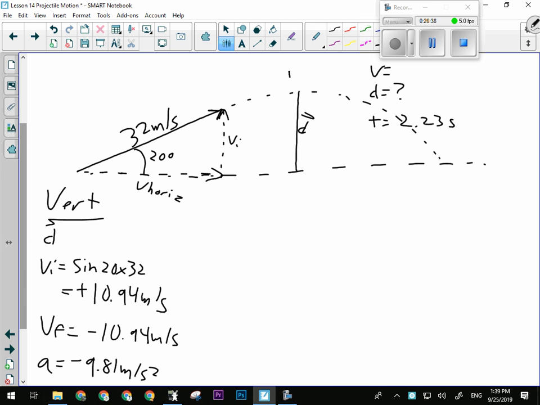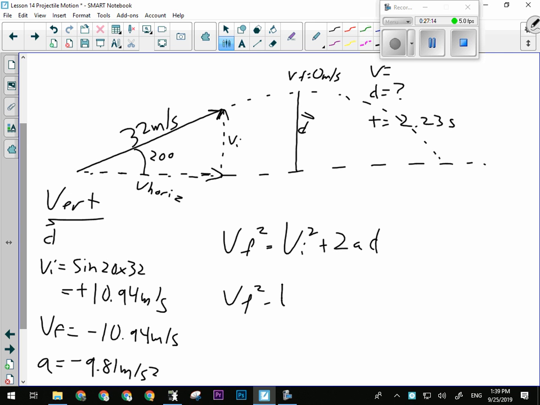Okay, so here, VF equals 0 meters per second. That's just something I have to remember or understand about all projectile motion. At the maximum height, that's the point of turnaround. So if I know VF is 0 there, I know VI is 10.94, and I know the acceleration is negative 9.81. Can I solve for D? Yeah, I can use this formula. That has the 3 pieces of information that I have: VF is 0, VI is 10.94, and A is 9.81. So I just solve for D.